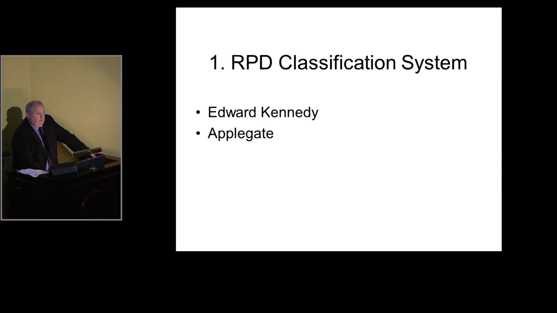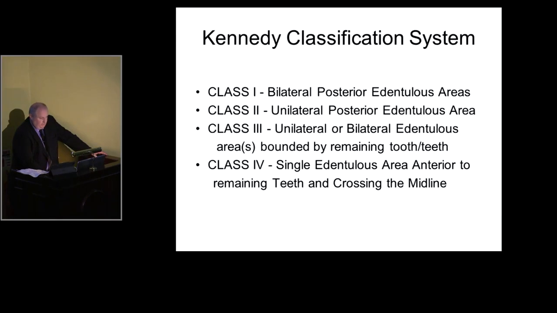Edward Kennedy, classification. If I said to you, do you know the classification upside down, inside out, back to front? Would the answer be yes? It's something that we have to know upside down, inside out, and back to front, because it helps us discuss and it also helps us to design. Class 1, bilateral distal extensions. Class 2, unilateral distal extension. Class 3, bounded saddle. Class 4, the only edentulous space is the anterior one.